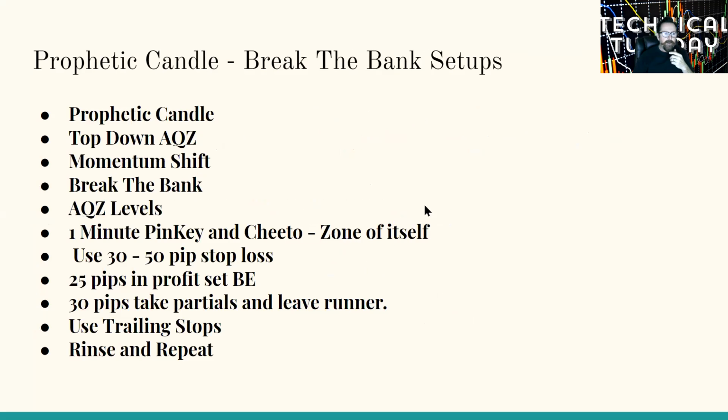We always use a prophetic candle for break the bank setups or entry points. We use a prophetic candle with top-down AQZ. If you have the momentum shift, you could apply the same principle with top-down AQZ on momentum shift as well. To think about directional bias, I use my break the bank for the entries. Always look at AQZ levels, that's the different levels: TP1, TP2, stop 1, stop 2. We're looking at those levels as we use it.